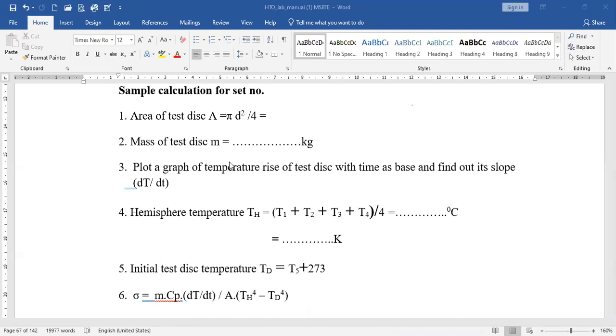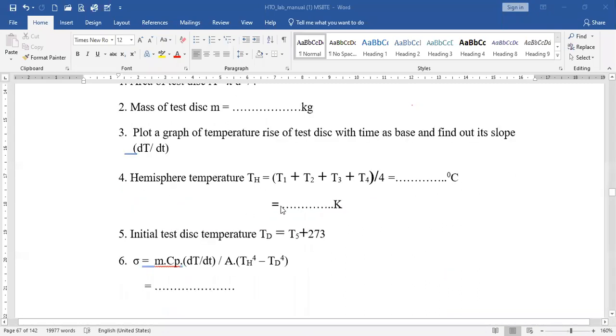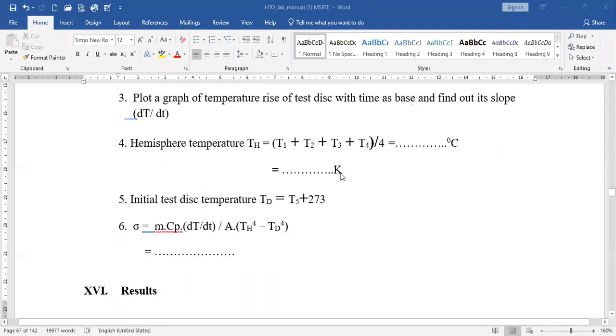We can plot this graph with the help of temperature readings with respect to time only. This is nothing but dT by dt. Then the hemisphere temperatures are 4, that is T1, T2, T3 and T4, right? So we can calculate the average temperature of this hemisphere, T1 plus T2 plus T3 plus T4 divided by 4, in degrees Celsius. You can convert it into Kelvin by adding 273.